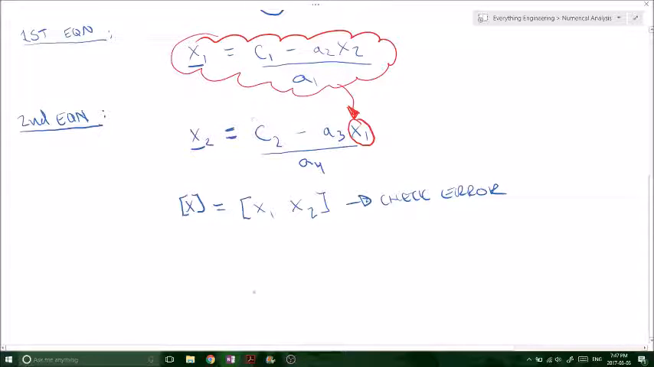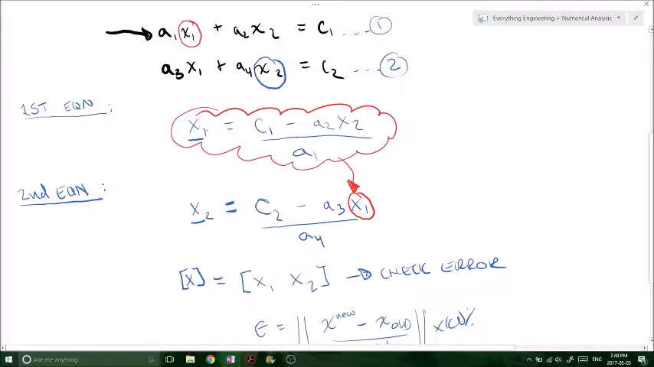The relative error formula is the same as it's always been: the absolute value of x new minus x old, over x new, times 100%. You keep doing that over and over again until you get your error within an acceptable range. Basically, all you need to do is isolate for your different variables in your n number of equations. In this case it's a 2x2 matrix, so we have two equations, and we're just going to have our x1 and x2.